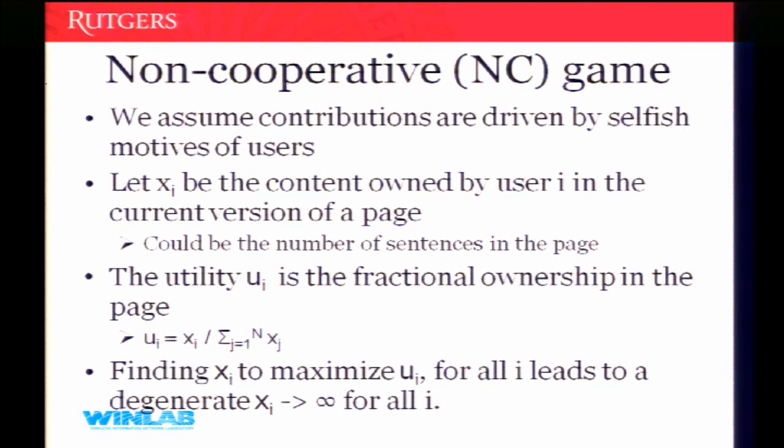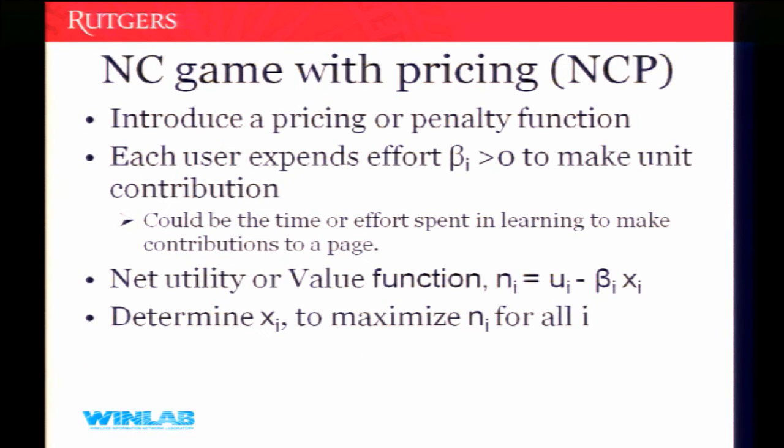Now, if the objective is just to maximize this term ui, as you see, a degenerate solution is obtained. Just make xi go to infinity, because ui is monotonic in xi. So each one just keeps increasing their content in the page by adding a few more sentences. But to avoid this kind of degenerate case, we put a penalty or a pricing term.